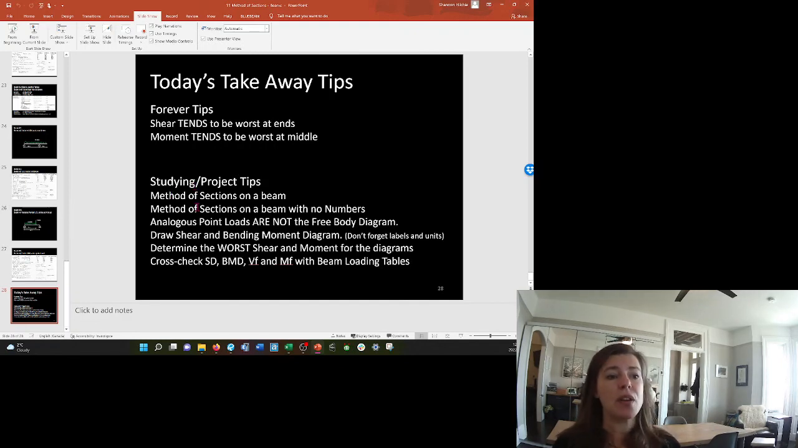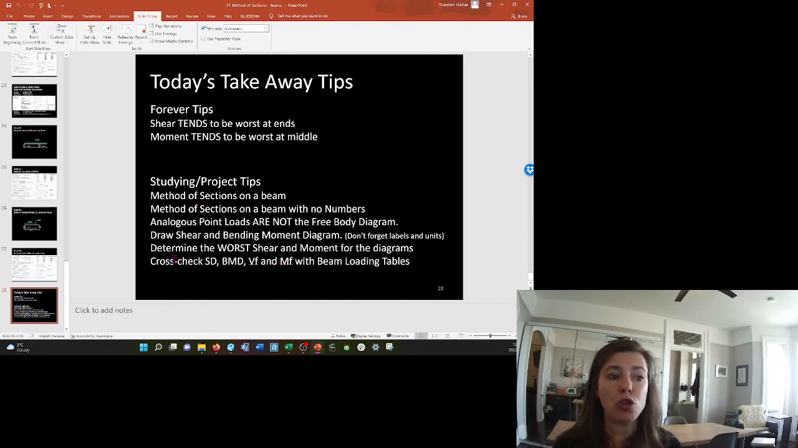Studying tips. You need to know how to do method of sections on a beam. And it's even better if you know how to do it without numbers. You should understand that the analogous point load is not the same thing as a free body diagram. It's a handy little trick we can do to make a temporary free body diagram to solve for the reactions. Those reactions might be the end of our method of section. They could be the thing holding our section in place.